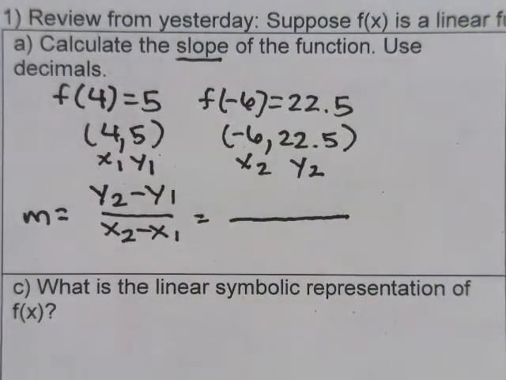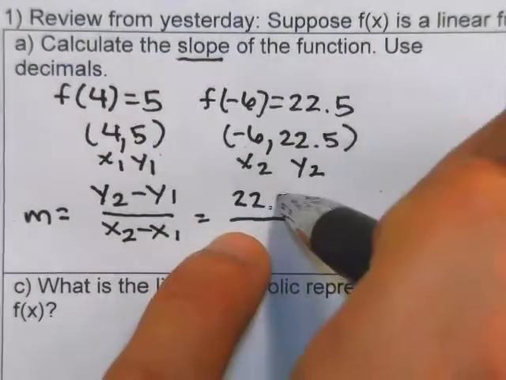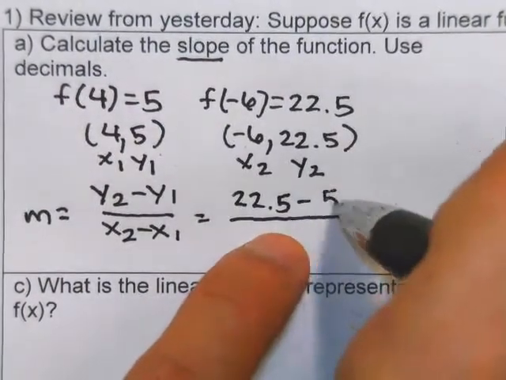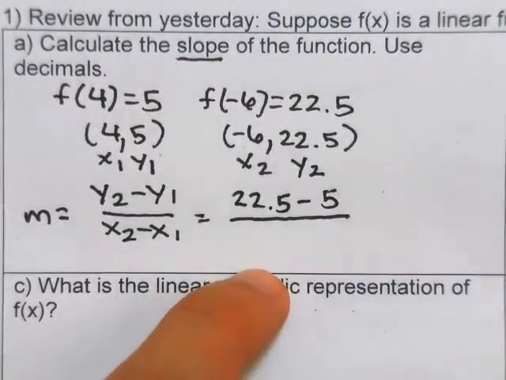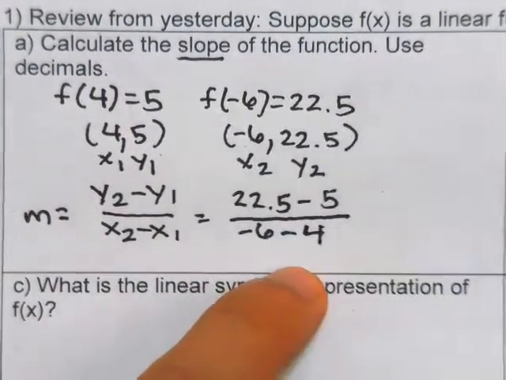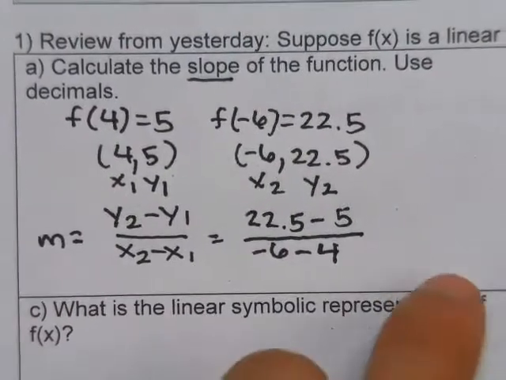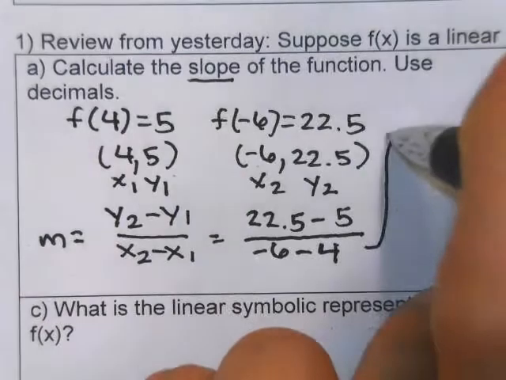Please tell me what to write as a class. As a class, go. 22.5. Yes, all over negative 6 minus 4. Thank you. Okay, apologies, I'm not going to have enough room. Let me just put my work over here.